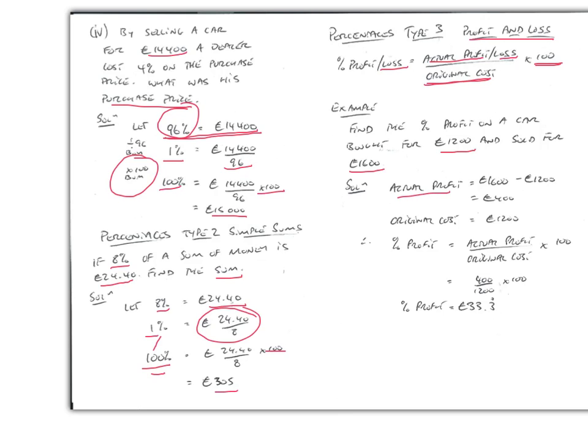The actual profit being 1,600 minus 1,200, that's €400. The original cost was 1,200. Therefore, the percentage profit is the actual profit divided by the original cost times 100. So that's 400 over 1,200 times 100. The percentage profit is 33.3%. Sorry, that should not be a euro sign, a percentage.